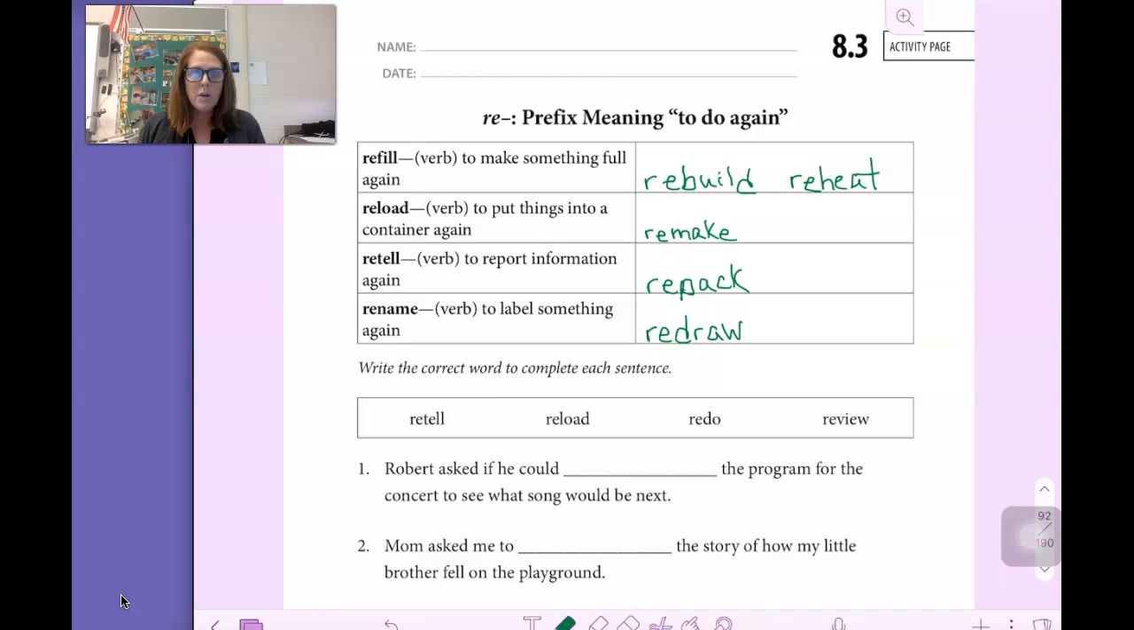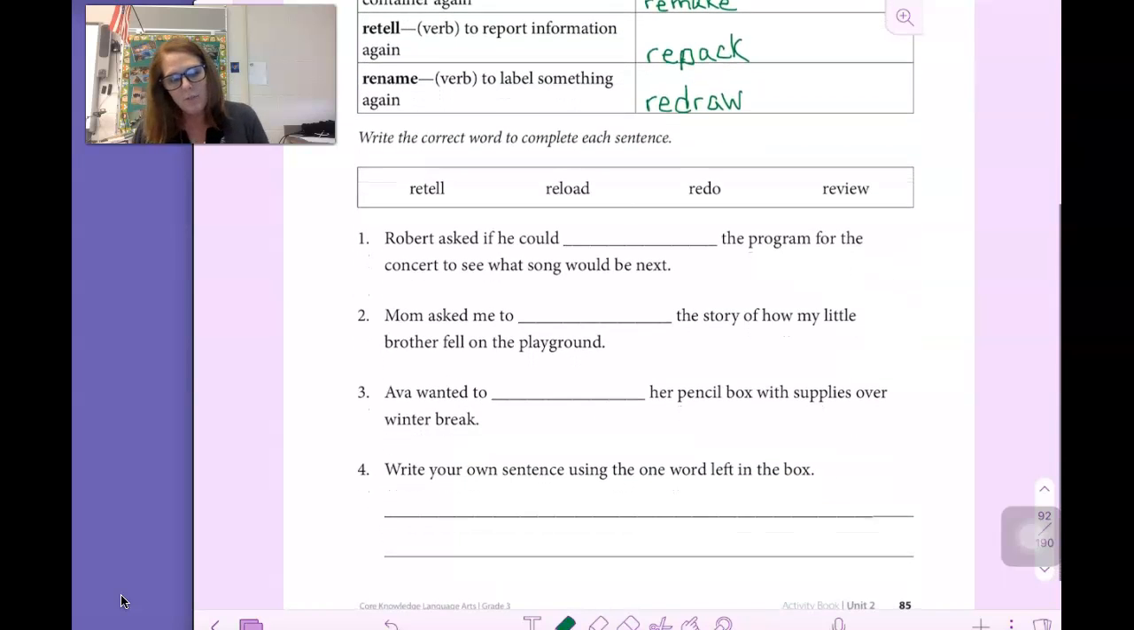So down at the bottom, what you're going to do is you're going to think about what these root words mean, and then think about what they mean with the prefix, and you need to fill in the sentences with the appropriate word. So let's underline the root words. Tell, load, do, view. So you know what all of those words mean. So when you read the sentences, number one, Robert asked if he could blank the program for the concert to see what song would be next. So you need to figure out which word fits best in there.